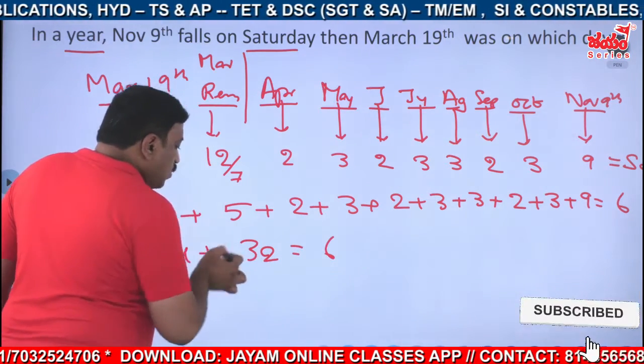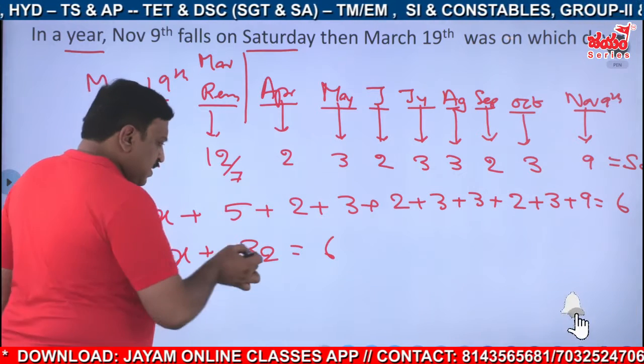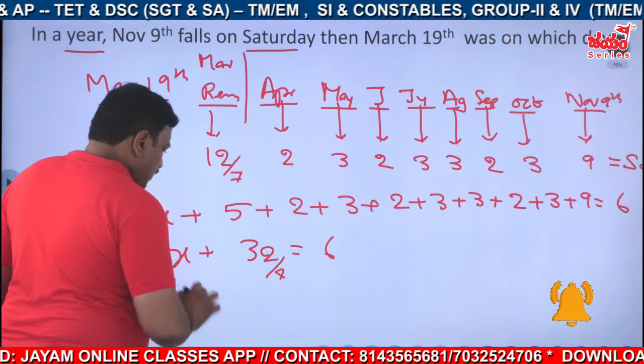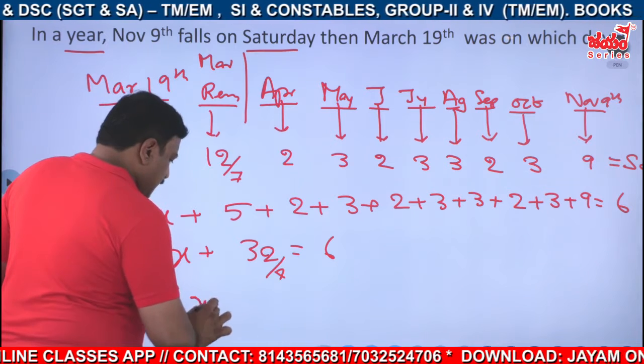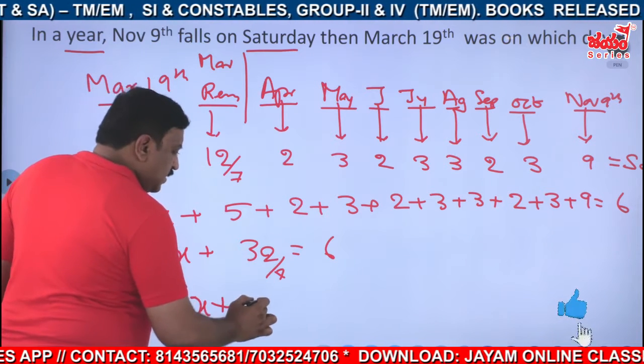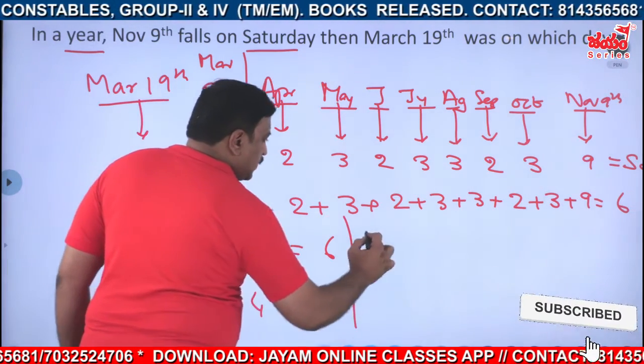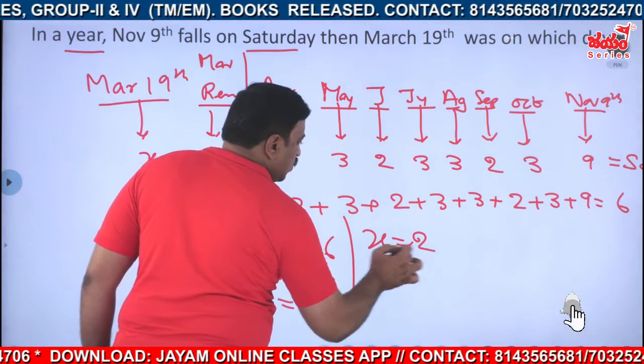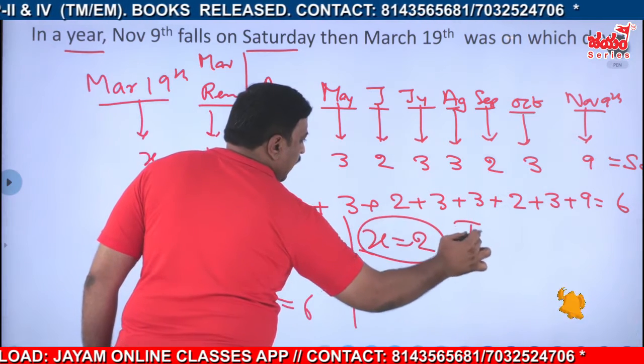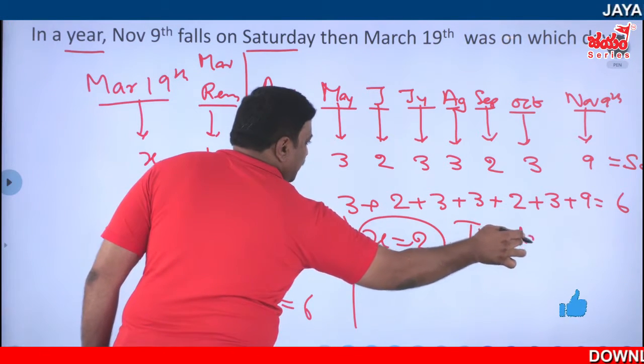32 again divided by 7. See how much it is? X plus 7 fours is 28. That 4 is equal to 6. X plus 4 is equal to 6 means X is how much? It is 2. 2 is what? Tuesday.